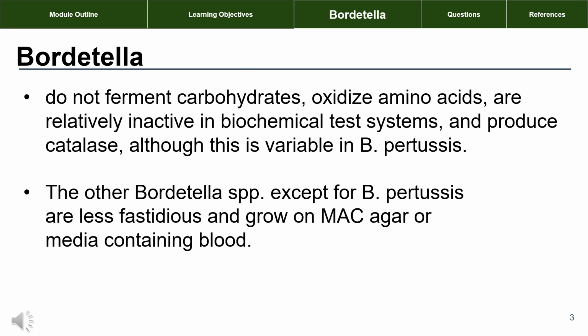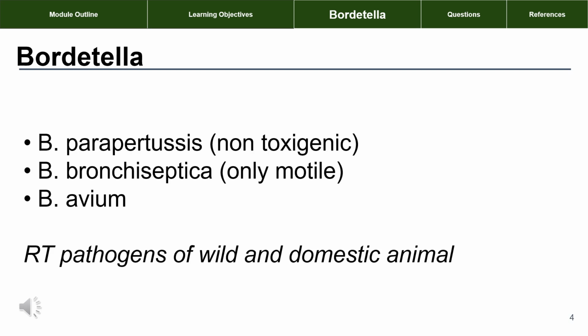They produce catalase, although this is variable in your Bordetella pertussis. The other Bordetella species, except for, again, Bordetella pertussis, are less fastidious and grow on MacConkey agar, or media containing blood. So you always have to note that Bordetella pertussis is different from your other species in this genus. So we have your Bordetella parapertussis. This is non-toxigenic. You have your Bordetella bronchiseptica. This is the only motile species under this genus. And your Bordetella avium.